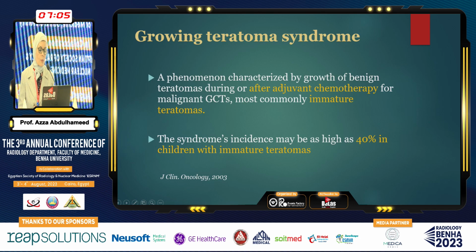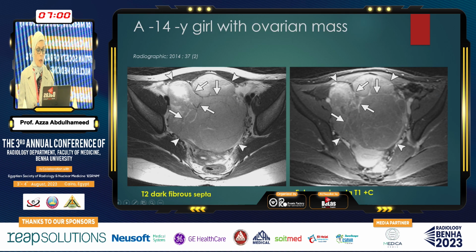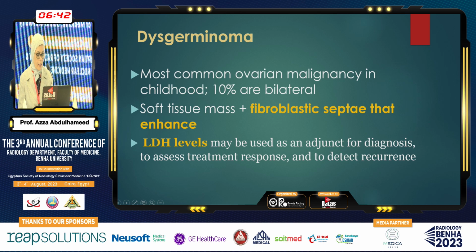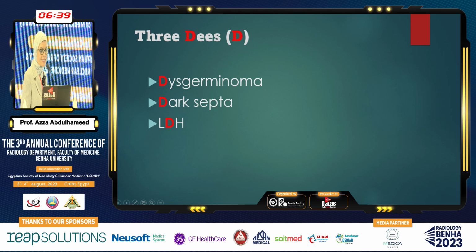The syndrome incidence may be as high as 40% in children with immature teratomas. This is also another nice case. This is a dark T2 septa in a solid ovarian mass that does enhance after contrast, as you can see here. So the diagnosis is germinoma, okay? And I give it the 3 Ds to remember: germinoma, dark septa, and elevated LDH, okay?